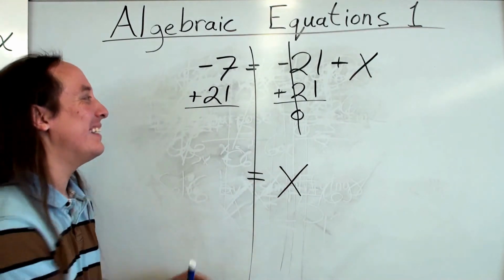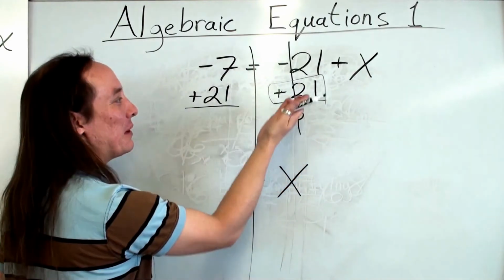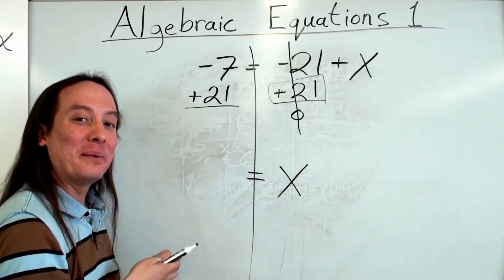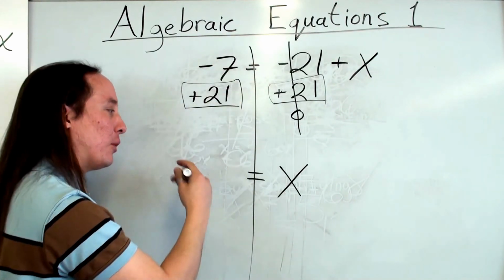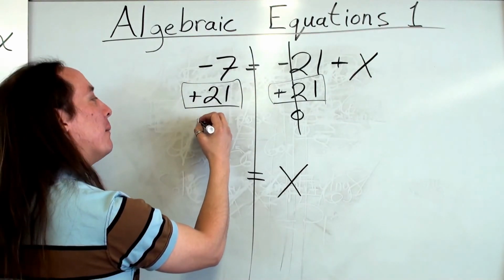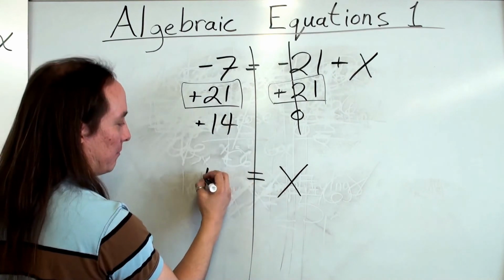Okay, so what we did over here was add 21. We're going to add 21 to this side. All right, so negative 7 plus 21 is going to be equal to positive 14.